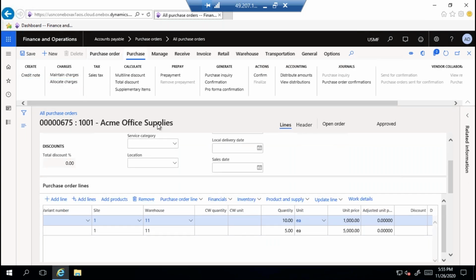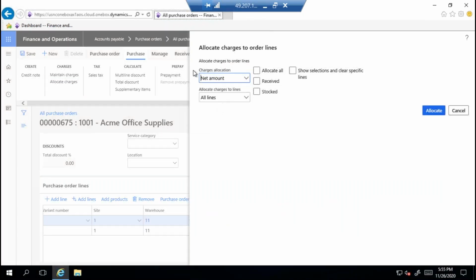The best method is always net amount, allocate all lines. That's it, net amount. Don't select these other methods. If the customer wants, you can show those methods. Per line I have explained, quantity I will also explain. So you can select, click allocate.